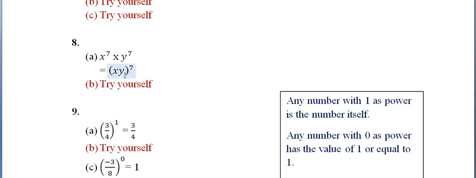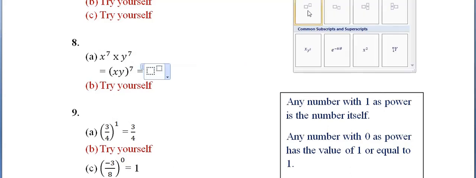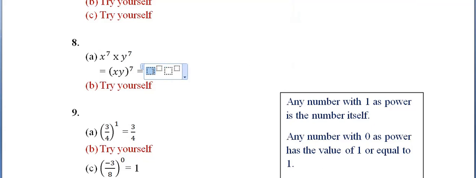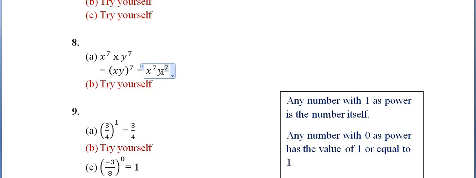If you are giving a bracket like this, it means that this 7 is for both. I mean, the power 7 is for both x and y. When you open the bracket, it will be like this. That is x to the power 7, and y to the power 7, because this 7 is for both these numbers. You can use the property out here.